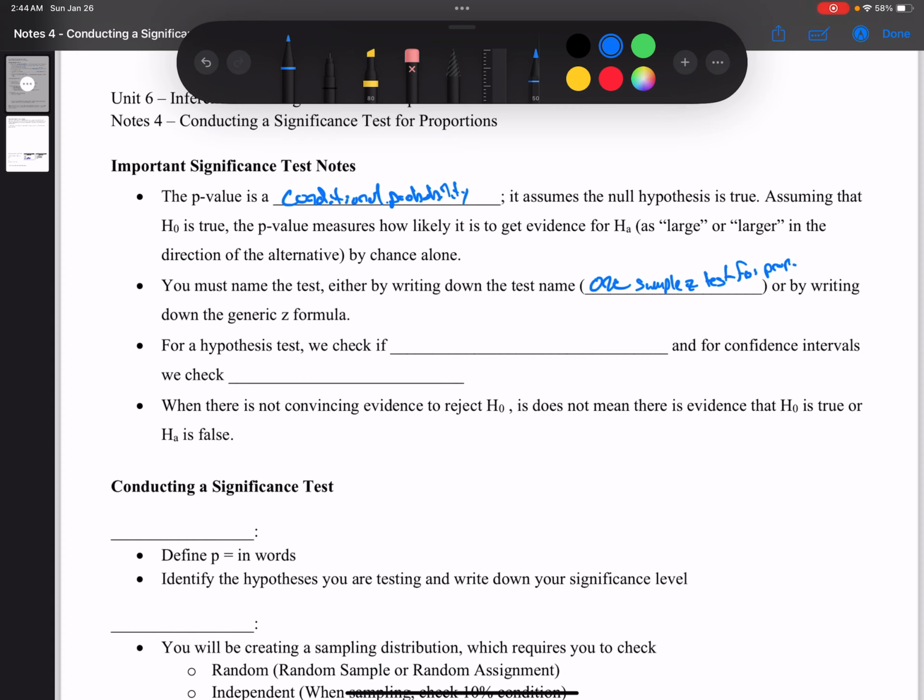Okay, so then remember we have to check some conditions. We have to check to make sure that our number of successes are greater than 10 and number of failures is also greater than 10, with p naught, not p hat, sorry, that should be a p naught. And then for the confidence intervals, we also have to check our p hats. Same thing. So the number of successes for p hat greater than 10 and the number of failures for our p hat is greater than 10. Okay.